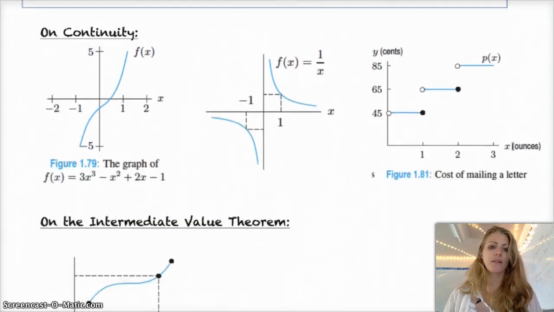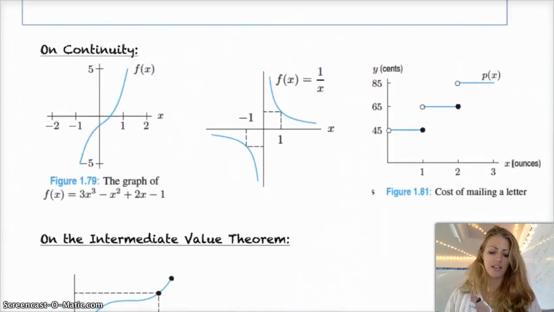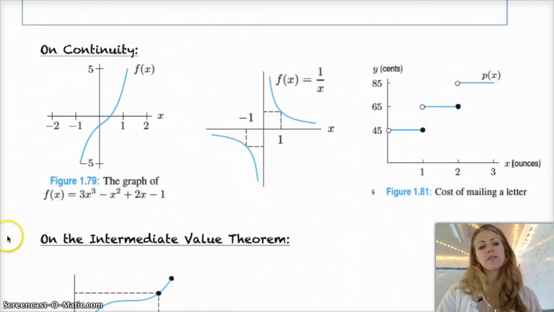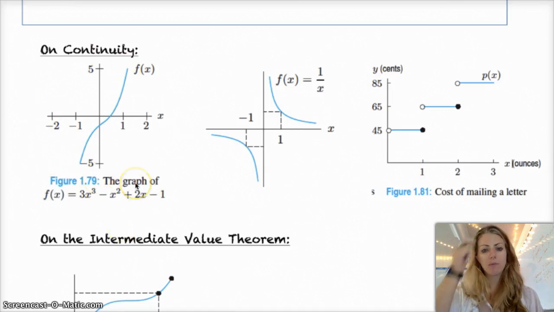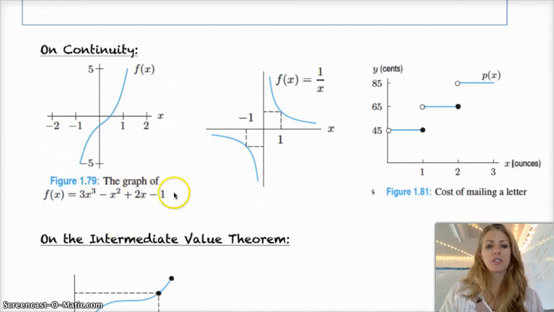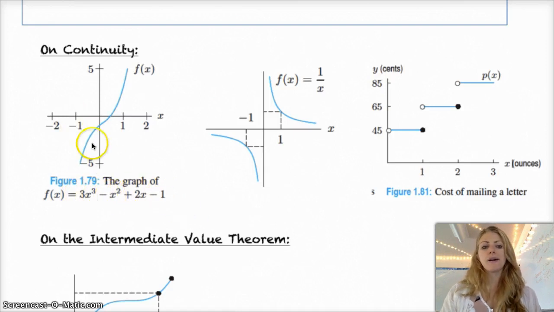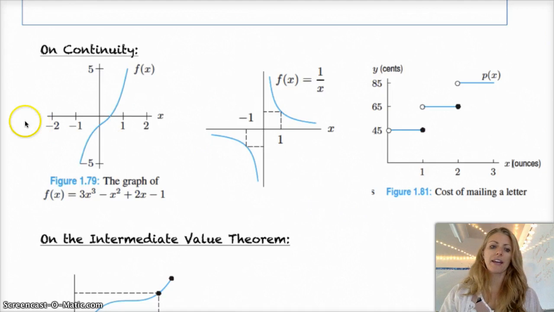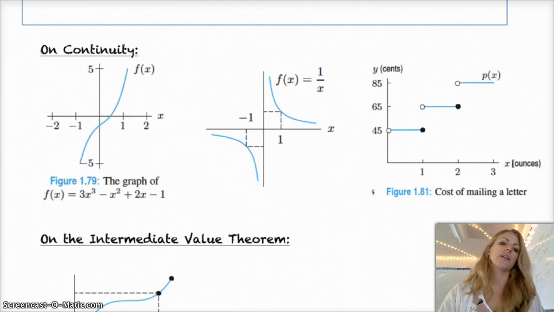We're going to look at these three different functions before we go on to the next definition. We have figure 1.79, which is a graph of 3x cubed minus x squared plus 2x minus 1. If you look at it, I can trace it without ever picking up my pen, which would give us an indication that it's continuous.